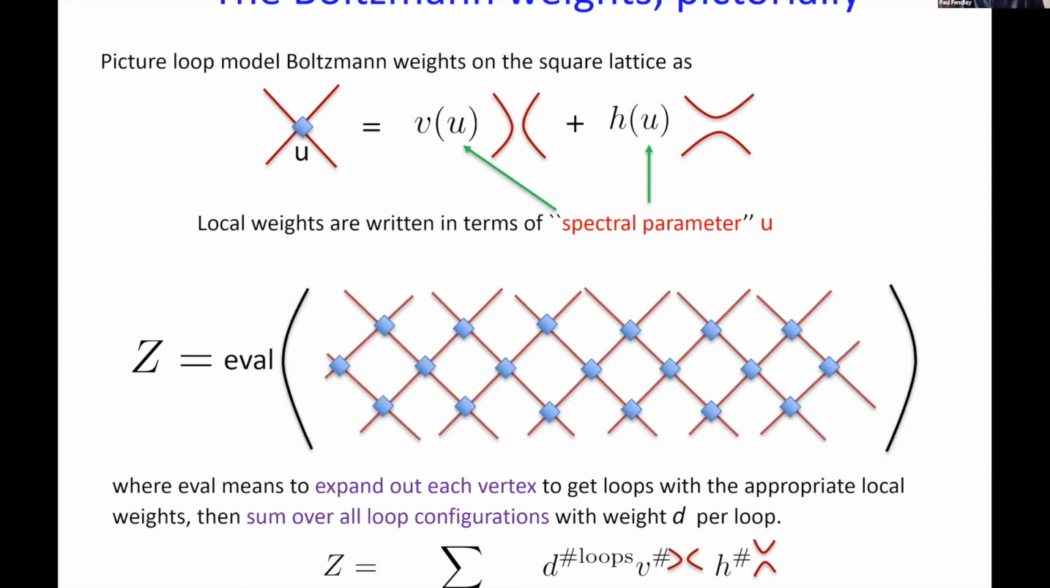Okay, so let me write this out now to try and start making contact with this fusion category stuff that I told you about a little while ago. So we picture the loop model weights on the square lattice. And so what I do is now I draw a picture. This is the square lattice. And to summarize the two kinds of avoiding in the local weight, I take this, that's just the potential crossing, and then I decompose it into these two avoided crossings there.